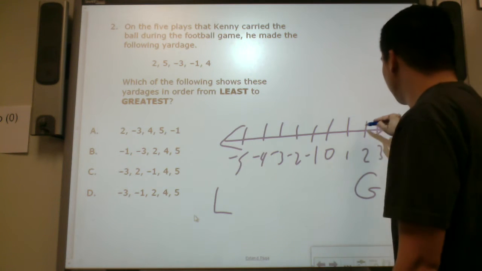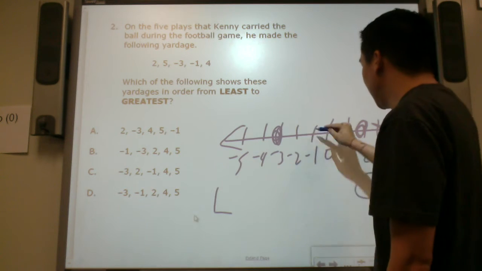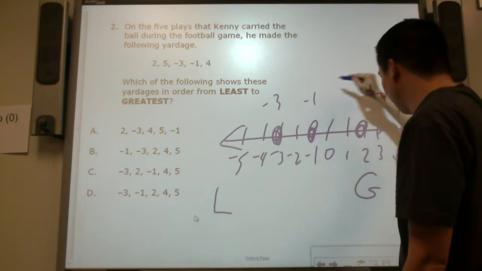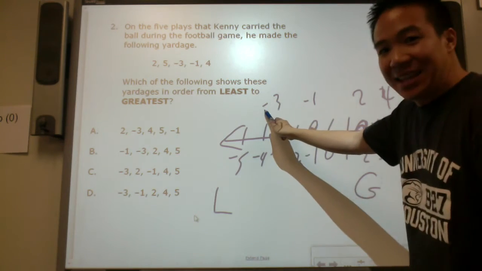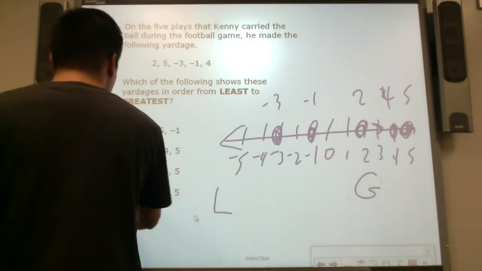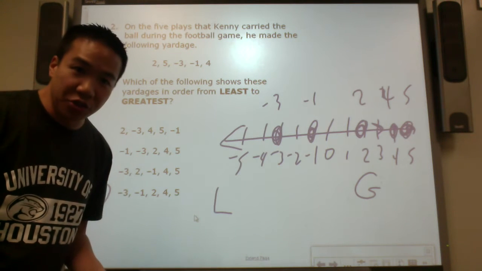So I see a 2, a 5, a -3, a -1, and a 4. So -3, -1, 2, 4, 5, from least to greatest. D is the answer. Again, a number line goes from least to greatest.